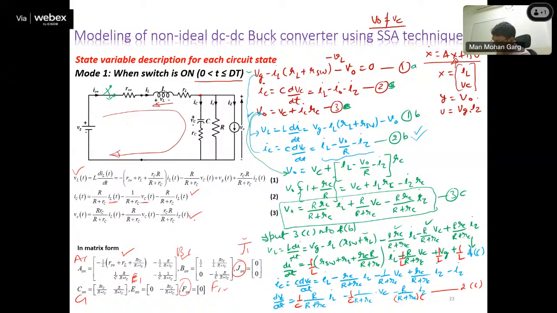Basically, our standard state space model is X dot equals AX plus BU, and Y equal to CX plus DU. Here A is the coefficient matrix for X, B is the coefficient matrix for U. But if there are some constants over there, then how do we tackle that? In order to incorporate those constant coefficients, we have considered J and F.